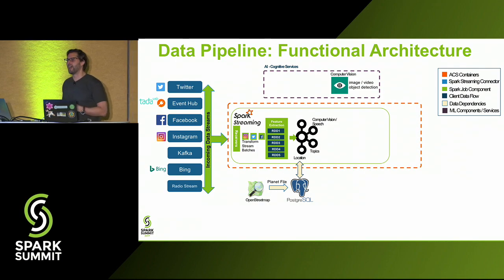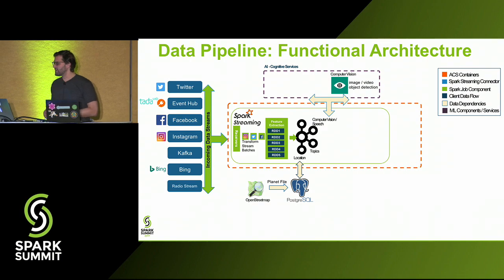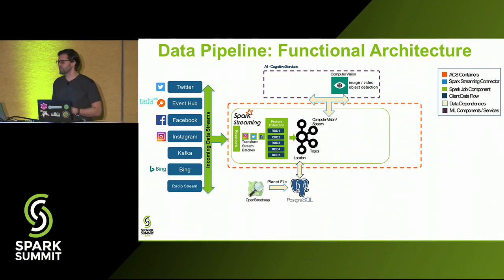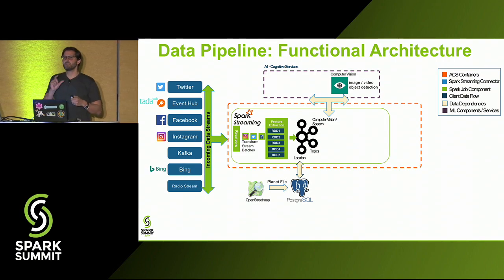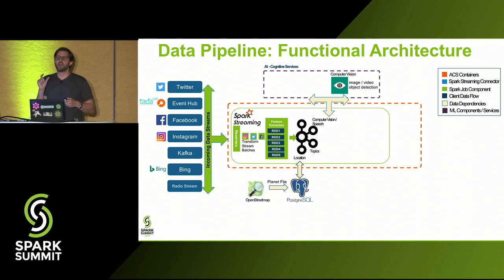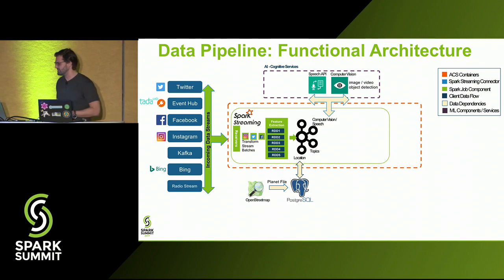And then for the computer vision APIs, for any asset that comes in, we integrate with Cognitive Services, which is a computer vision set of services offered by Microsoft. Based on an image, you're able to detect objects in it, whether there's an ISIS flag in the image or an AK-47.